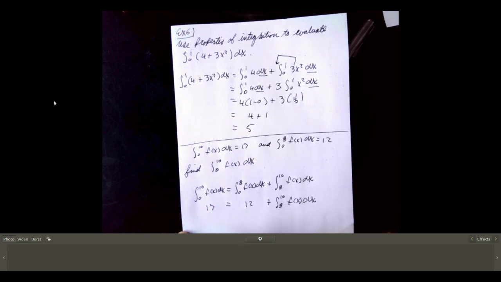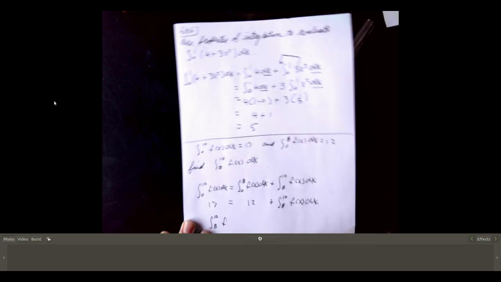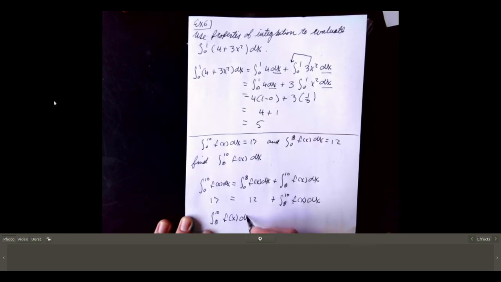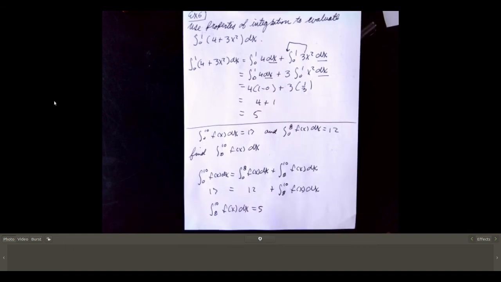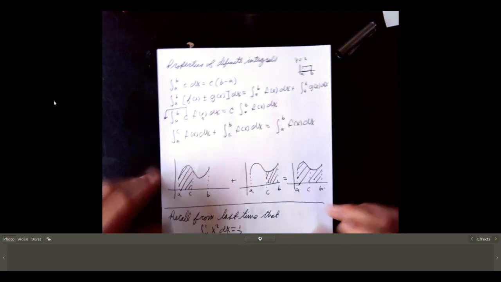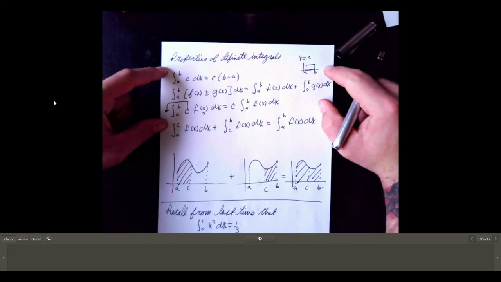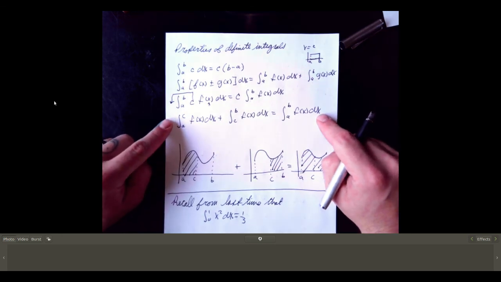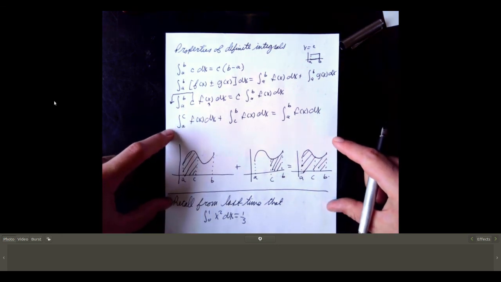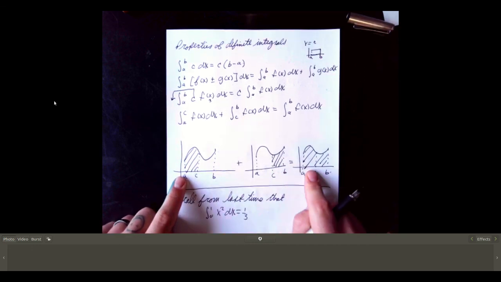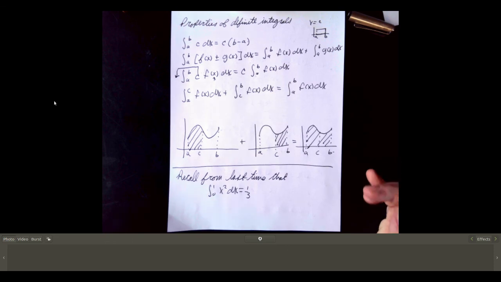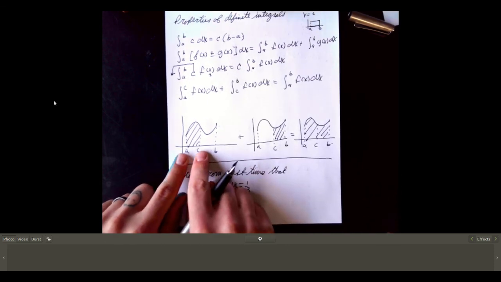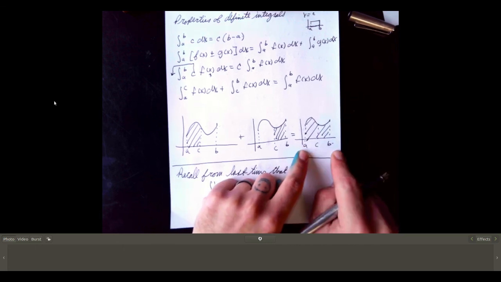Subtracting 12 from both sides, we get that the integral from 8 to 10 of f of x dx is equal to 5. So these properties can be derived directly from the sum, and this one shouldn't be too hard to wrap your mind around if you keep this picture in mind. We don't have to break it down to the sums, but just the area from here to here plus the area from here to here is equal to the area from there to there.